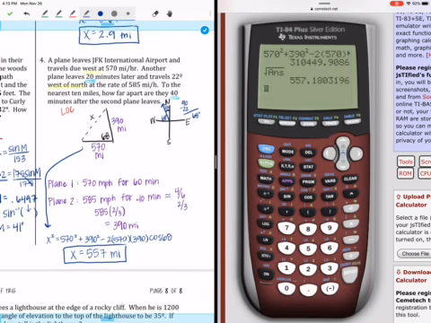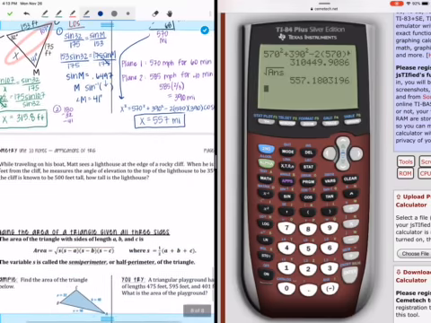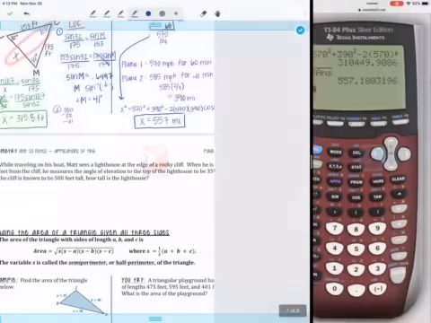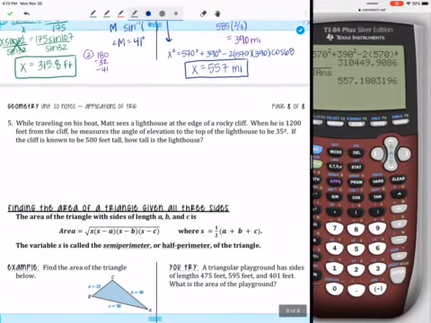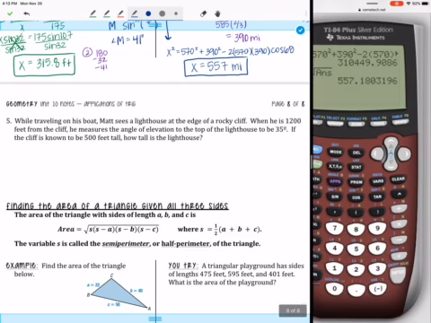Okay, one more like this. All right, so for number 5. While traveling on his boat, Matt sees a lighthouse at the edge of a rocky cliff. So here we are in our boat. We see a cliff, and then on top of that we see a lighthouse.